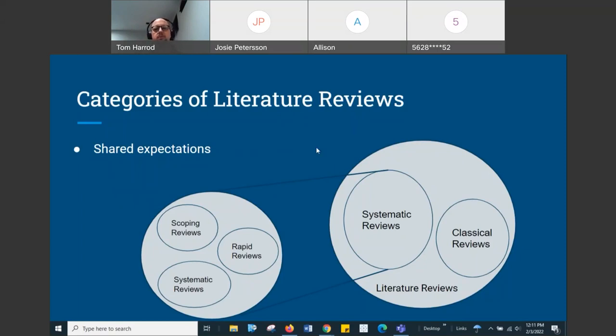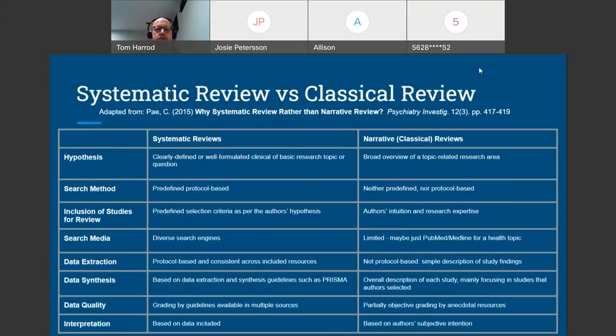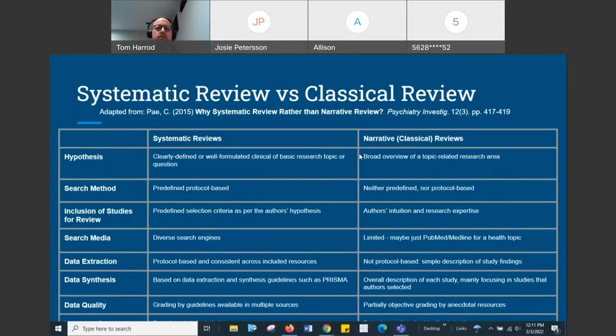But again, the reason why I think this is important is people throw around these terms and they may mean different things: literature review, classical review, systematic review, narrative review. And it's really important to nail down what people mean. What are their expectations? So here's a chart that I like to use because it compares the narrative or classical review with a systematic review. And this is from an article from 2015, really showing the differences. And I think the author did a nice job of highlighting the key differences here.